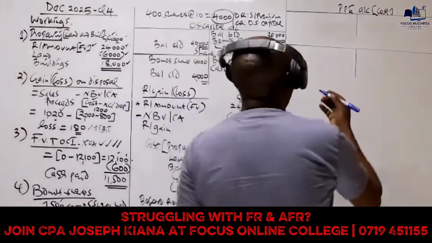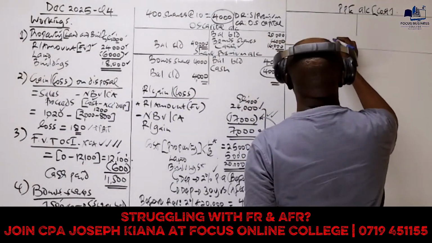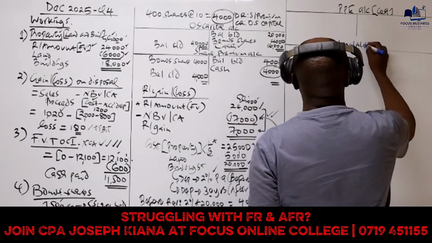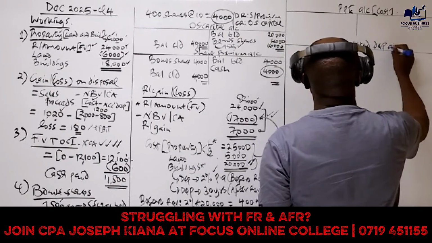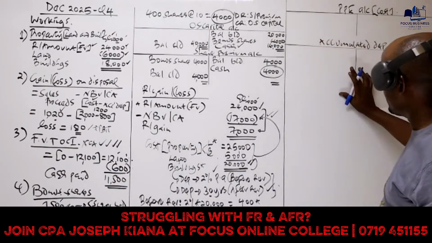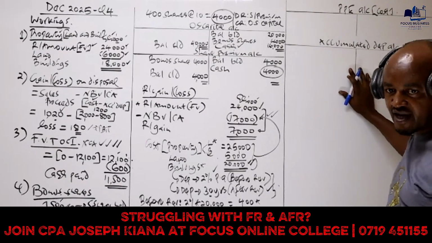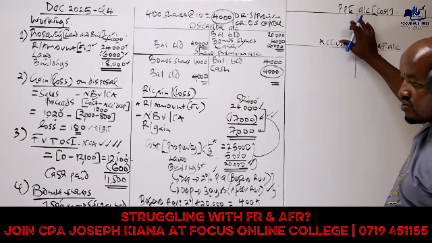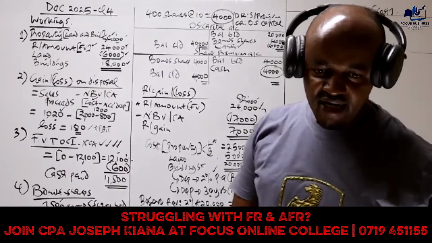And then we prepare this other account, the accumulated depreciation account. The reason why we're preparing this account is to compute depreciation for the year. The reason why we're preparing the PP account is to determine the PP which were acquired.